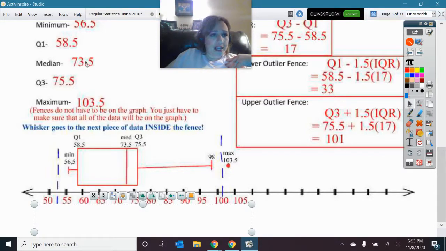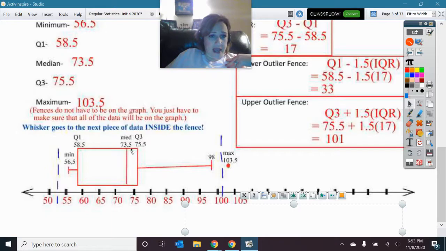Then I'll go ahead and stick that median in there, and again, I'm using these numbers down here at the bottom for that. So scale, box. Now, don't put those whiskers on yet. Fences is next.